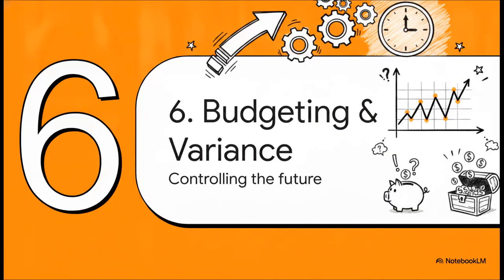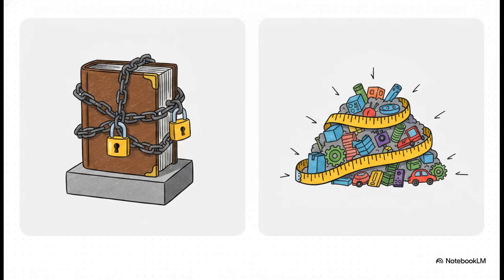Let's move to Section 6 and see how this all builds up. Section 6, budgeting and variance analysis. This is all about controlling the future. To plan ahead, obviously, we set budgets, but there is a huge difference to understand here between static and flexible budgets. A static budget is just that, static. It doesn't move. If you plan to sell 10,000 units, your static budget only shows the cost for 10,000 units.